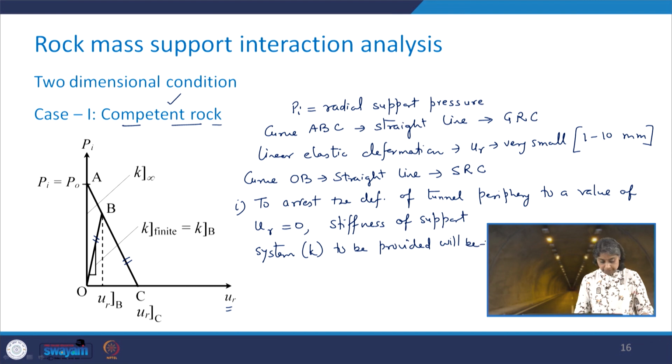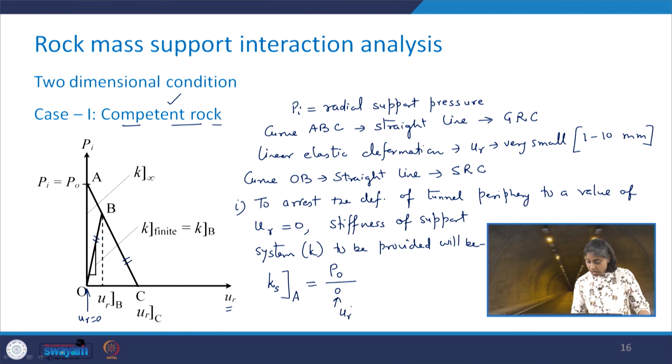will be what? See here, this is say Ks at the point A. Why am I calling this point A? Because corresponding to this you can see that UR here is equal to 0. So, KSA is going to be P naught divided by the deformation at the point A. So, what is that deformation? Which is equal to 0. So, this is nothing but UR at A. This is the basic definition of the stiffness, and you see that this is tending to infinity.